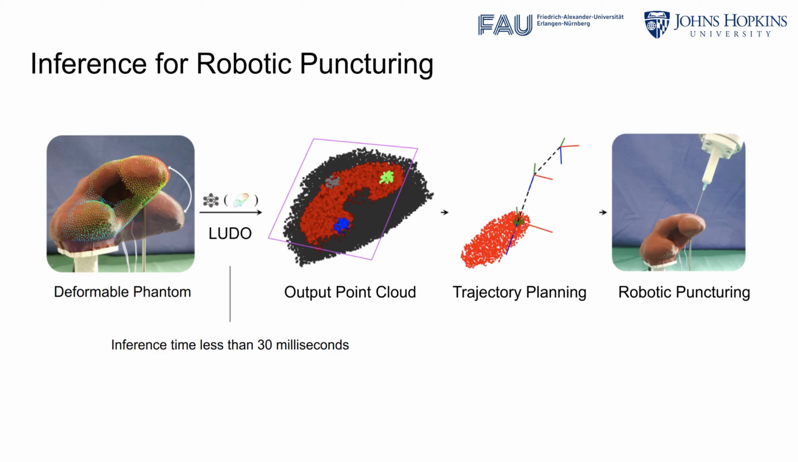The time needed to obtain such a labeled point cloud, given the observation, is less than 30 milliseconds on consumer hardware. The output point cloud can then be used for trajectory planning and robotic tasks, for example the puncturing of the embedded regions of interests, seen in blue, gray and green in the second image from the left.